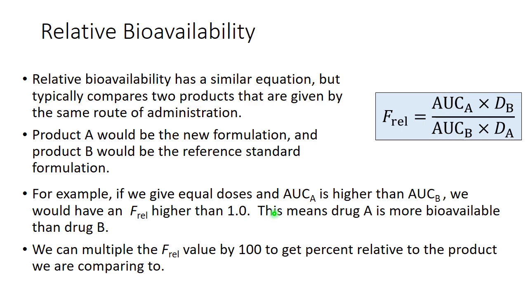So again, if the two doses were equal, AUC-A is higher and AUC-B is lower, that would give you a number higher than 1. And if you convert that to a percent, it would be over 100%. So the fraction absorbed relative to the reference product is over 100%. That's one of the learning objectives, right? So how can you get a percent higher than 100?